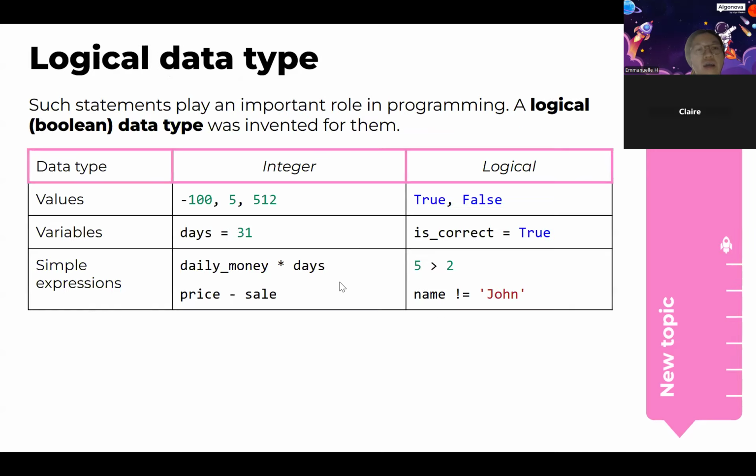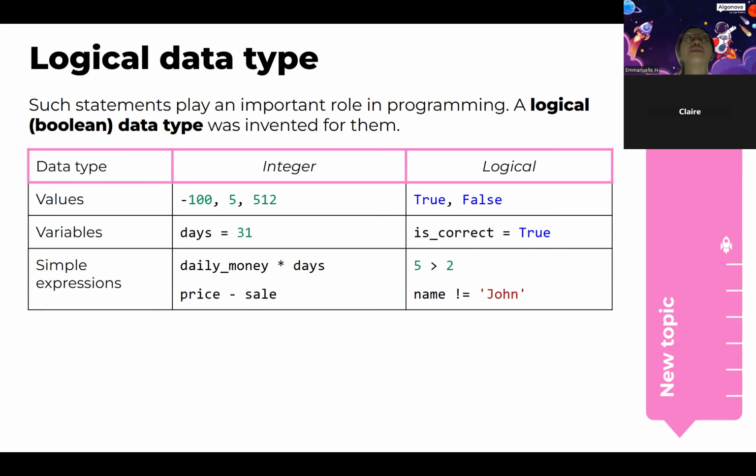And there is a data type called logical data type. We call it a Boolean. Have you ever heard about this before? Boolean. No. No, okay. So Boolean is a logical data type.